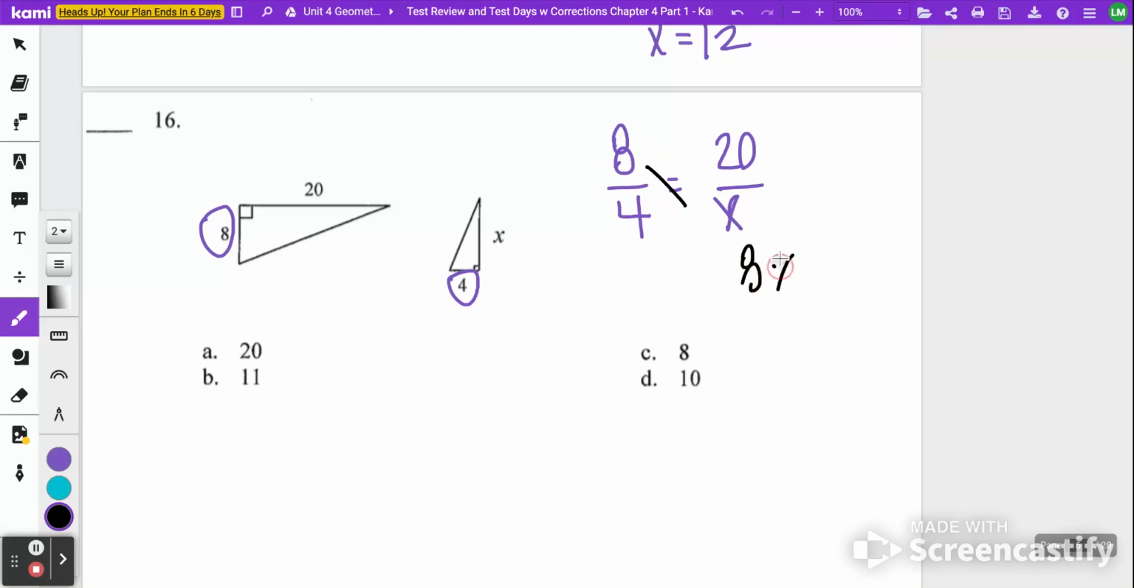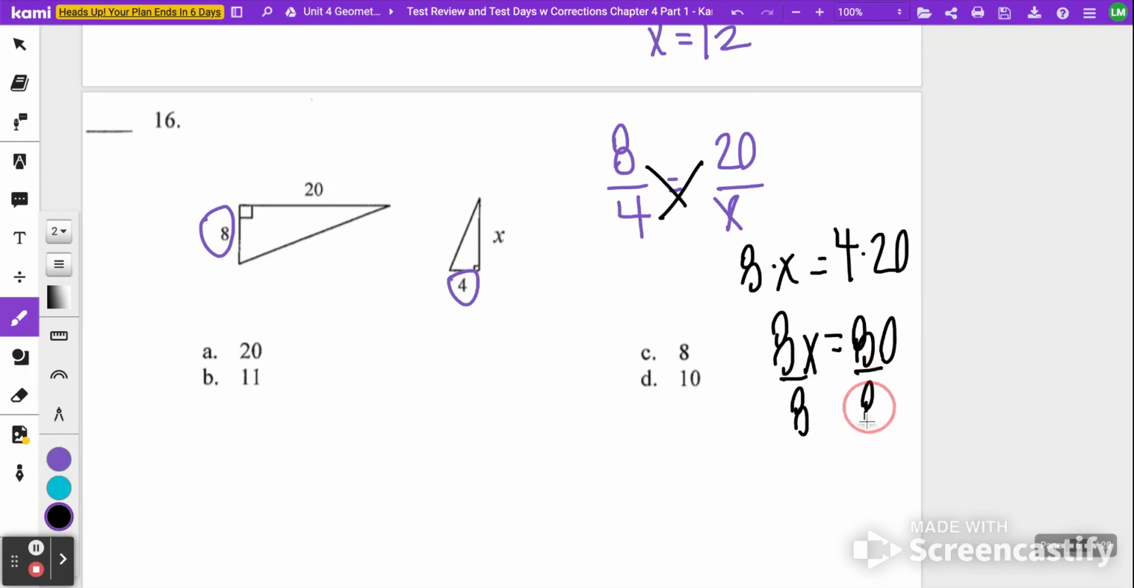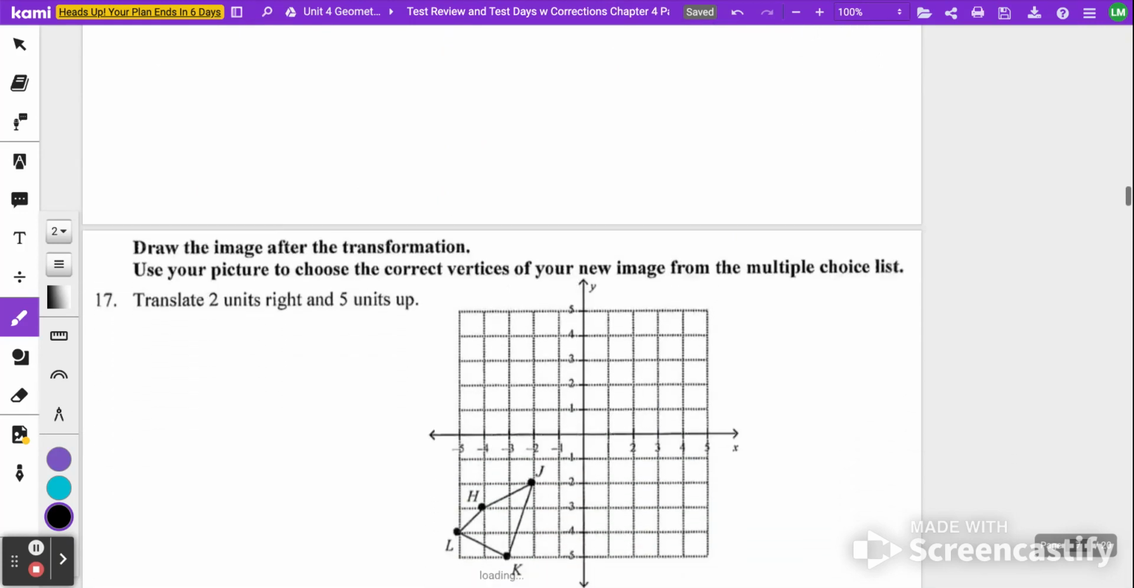8 times x is equal to 4 times 20. 8 times x is 8x. 4 times 20 is 80. Dividing both sides by 8, x is equal to 10. Some of you notice that 8 is exactly twice the size of 4, so 20 would be twice the size of x. So that means x has to be 10.